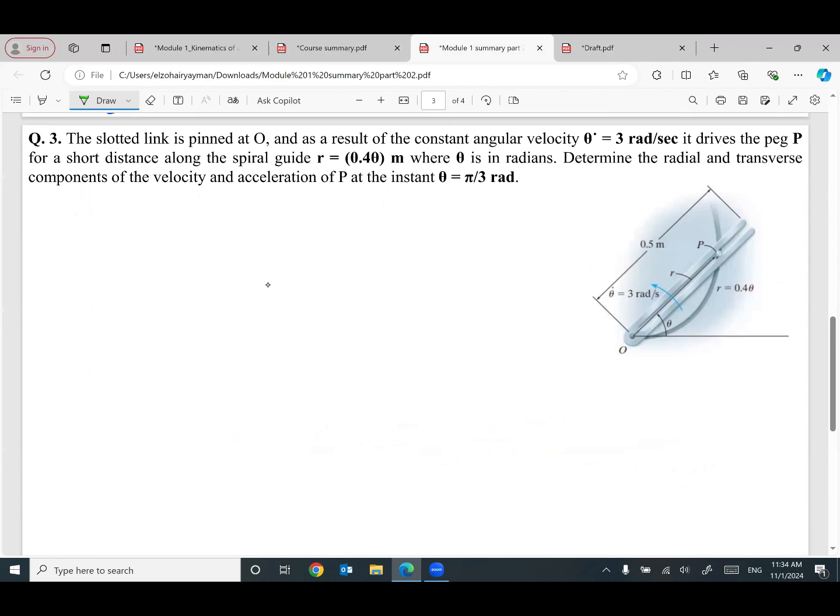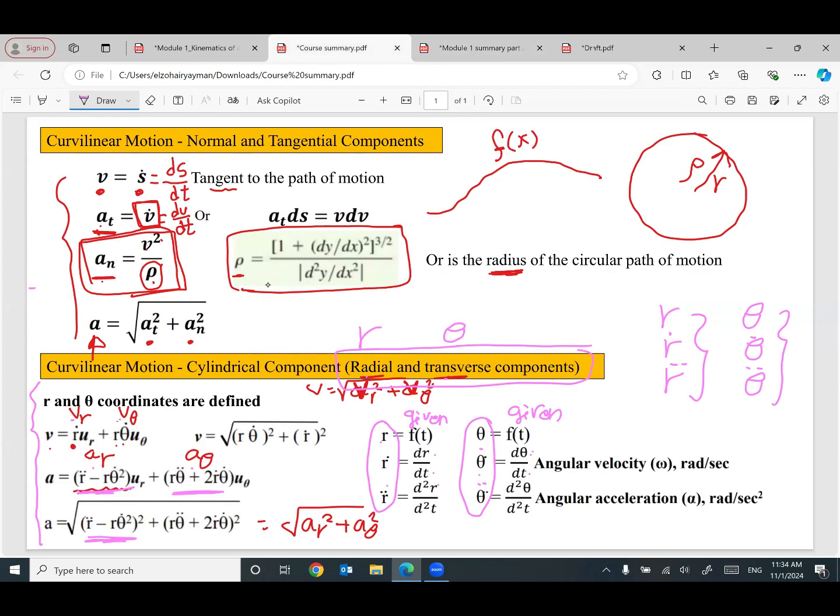One more example. We have a slotted link pinned at point O. If you see the mechanism of this slot, we can find out that this link will be rotated about point O. At the same time, the point B will move inside this distance R. So whatever the mechanism of the problem, since we have r and theta, that means we are talking about curvilinear motion in cylindrical components.